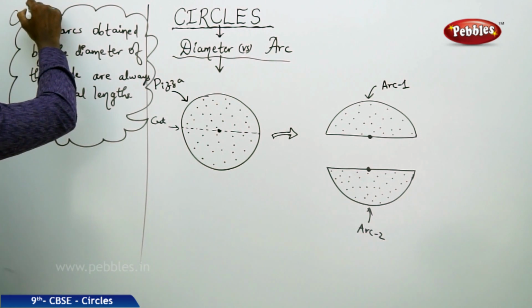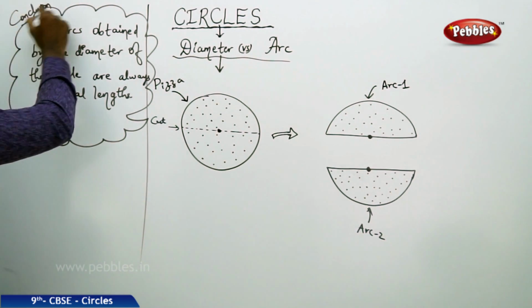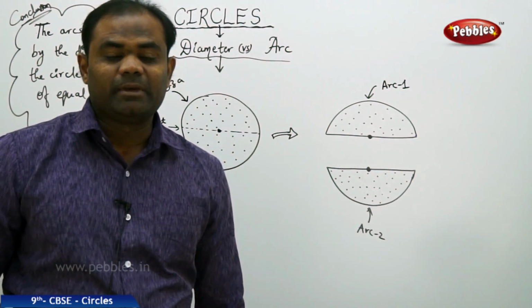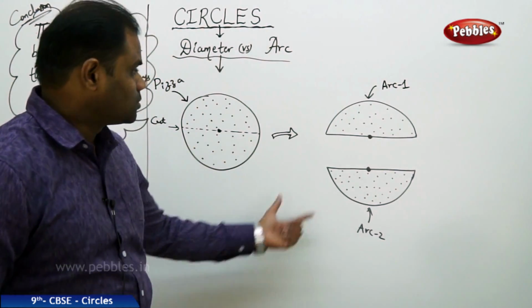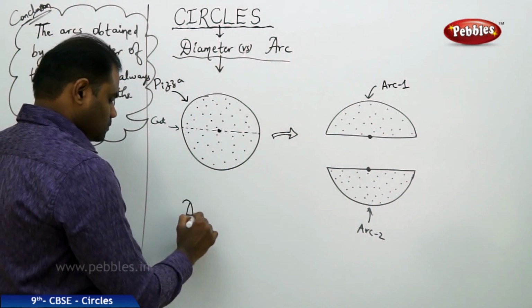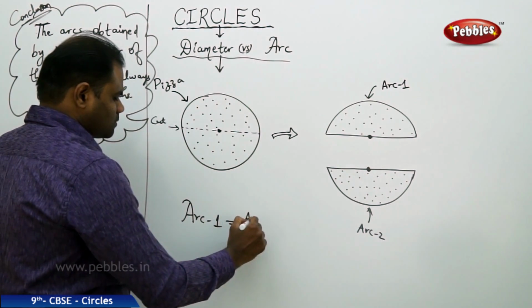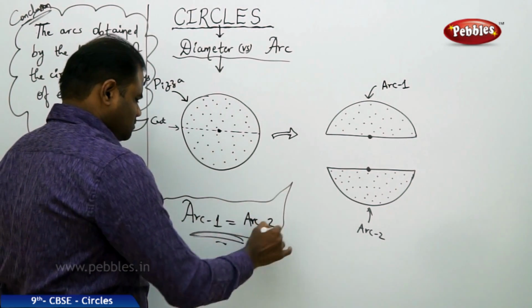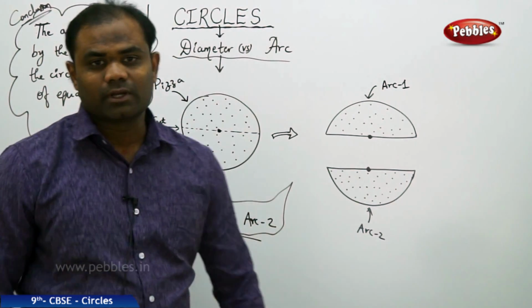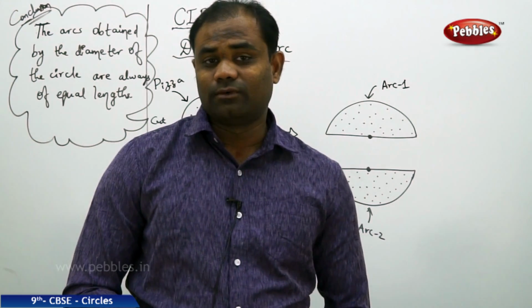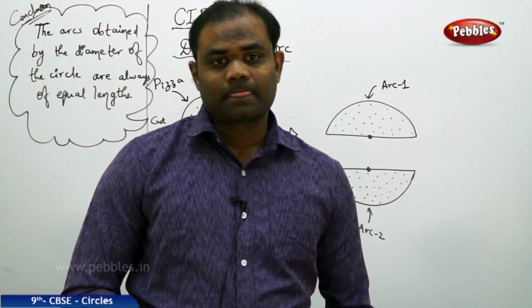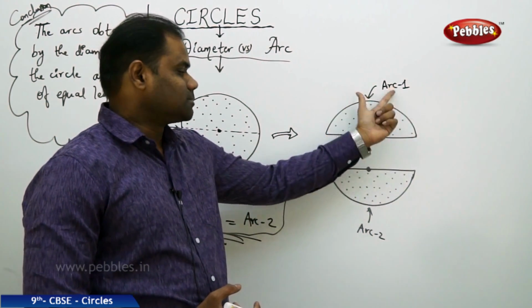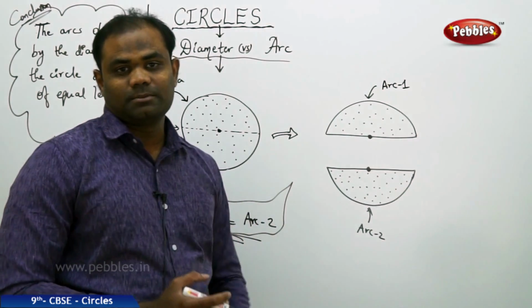This is how I conclude. Diameter makes the two arcs equal. So here arc 1 equals arc 2. This is how we conclude for two pieces of pizza. This defines two equal pizzas. Arc length of this pizza equals arc length of this pizza.